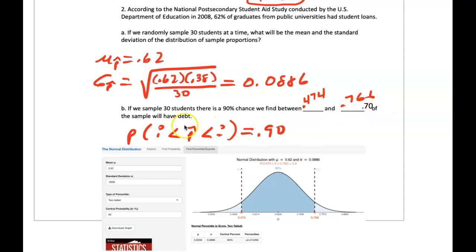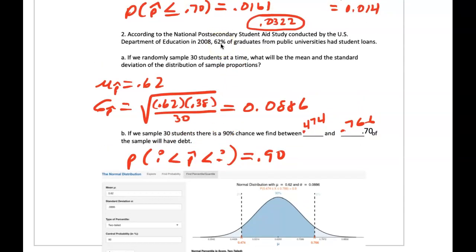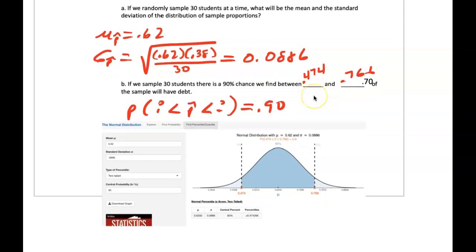of students, what and what percent of the sample will have debt? That goes back to 62%, our average, who have some debt. So if we sample 30, there's a 90% chance that it falls from what to what, and we see from 47% to 76% have debt.